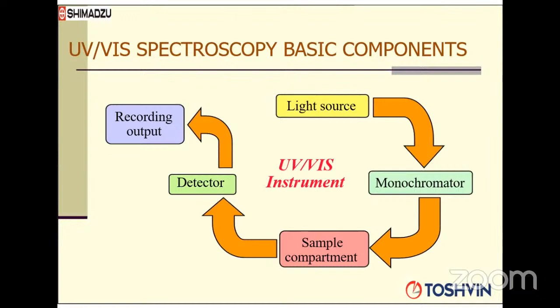You have a light source inside, and from the light source, the light is coming to the monochromator. From the monochromator, it will come to a sample compartment. From the sample compartment, it will come to the detector, and the detector is giving output. Then that is your PC and software. Then you will get an output also, your UV spectrum.